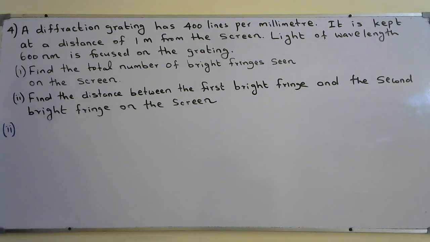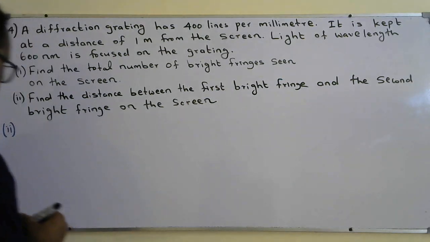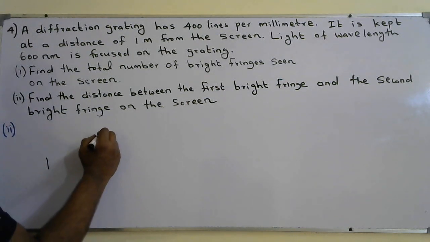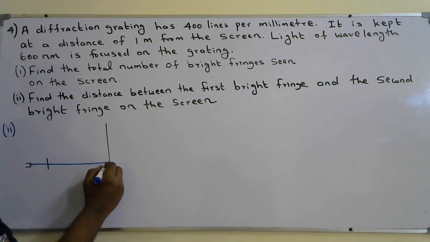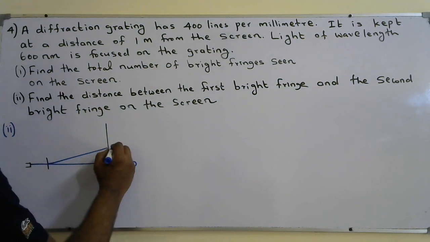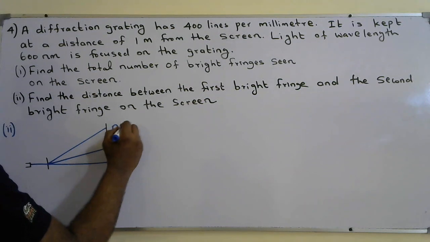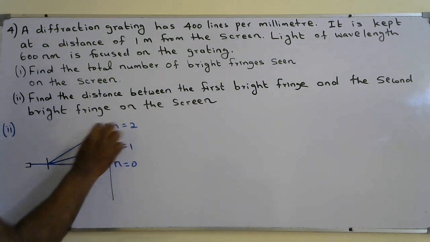Okay, so second part: find the distance between the first bright fringe and the second bright fringe on the screen. So this is the grating, and this is the screen. The laser torch is kept here. The 0th order will be formed here. This is the 0th order. First order here, n equals 1, n equals 2, second order. So I need to find the distance between first order and second order.